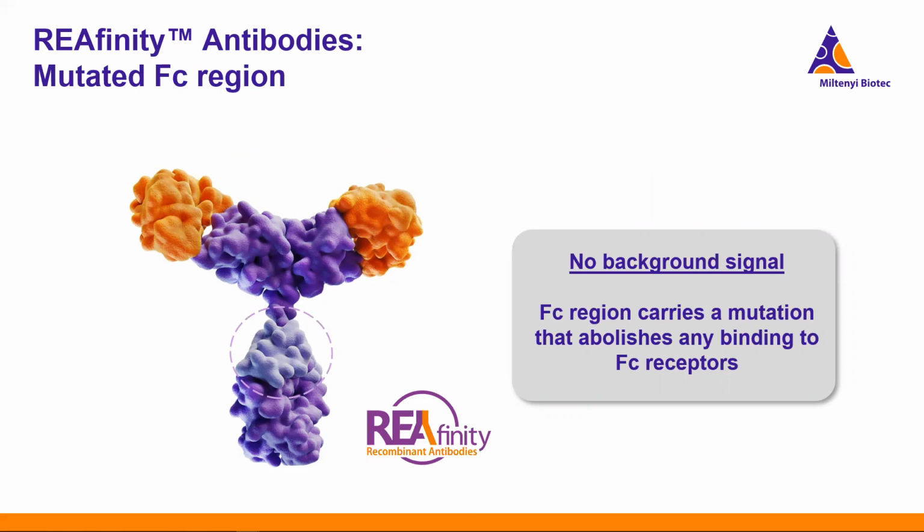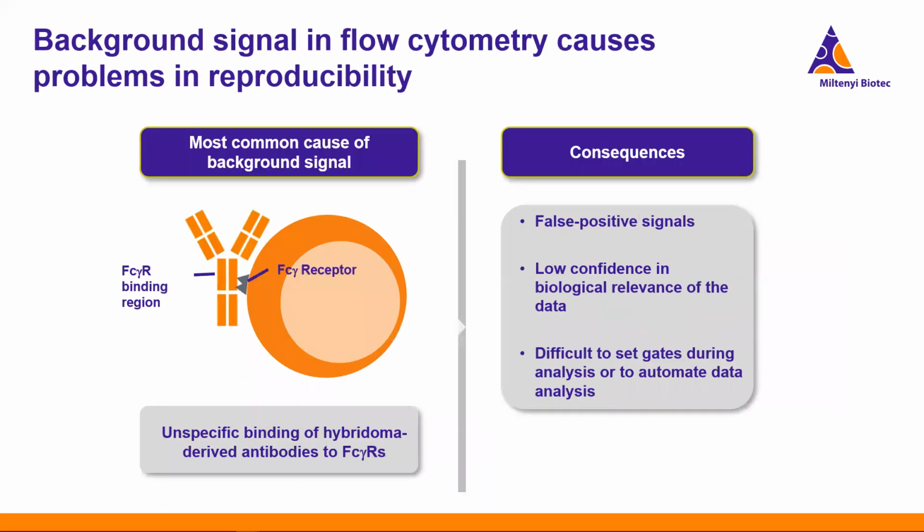But when you use antibodies as a tool in research, that binding can contribute to unspecific signal. So all of our RIA clones have this specifically mutated human IgG1 Fc region that abolishes their binding to Fc receptors. So this is going to reduce background noise pretty efficiently.